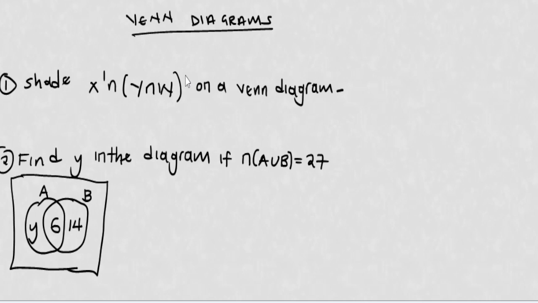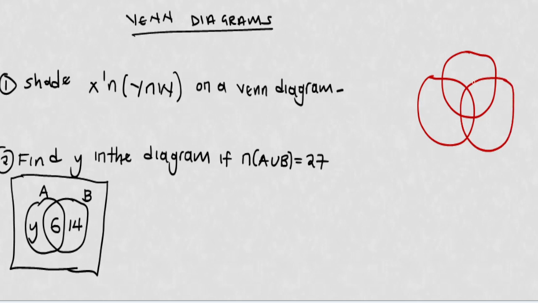So how can we shade such a set? The first thing that you should do is understand how many letters are involved. So 3 letters are involved. We have X, Y, and W. So you draw 3 intersecting sets. I'll draw this one, then that one, and that one. Then you name one X, the other one Y, and the other one W. Okay, so that is what you do.